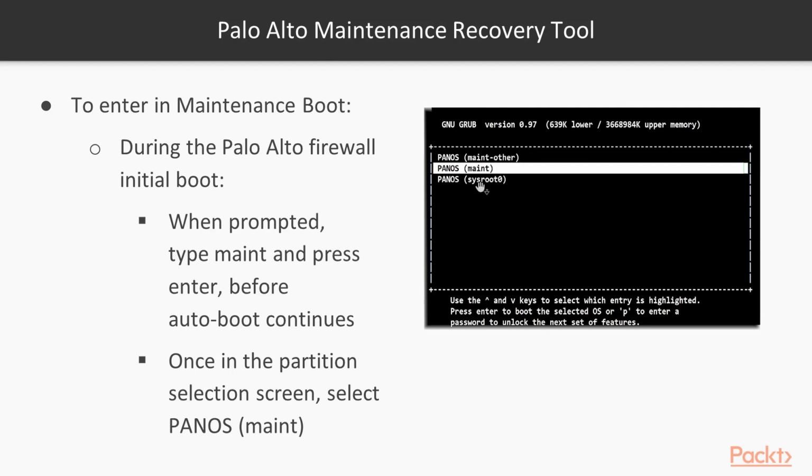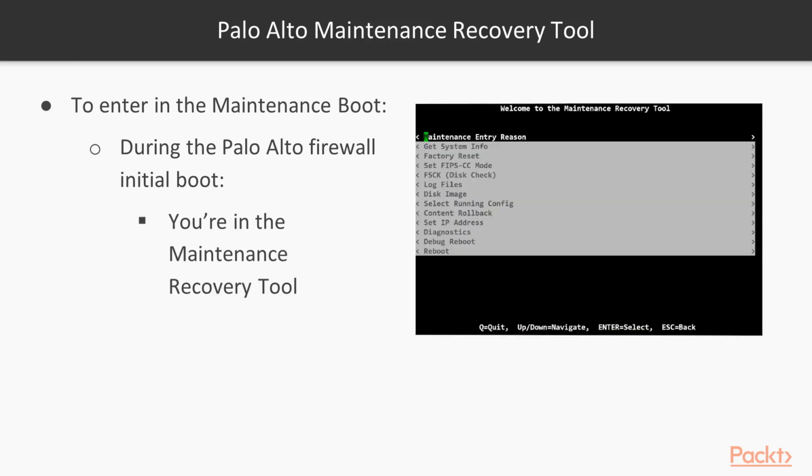In that case, you select sysroot, that's your normal boot partition, or you want to get into maintenance mode. We're going to take a look at that, and we're going to select maintenance mode. And if everything went well, you should be presented with the maintenance recovery tool screen. You're going to see the menu and all the options that you have for doing some troubleshooting or recovery procedures.